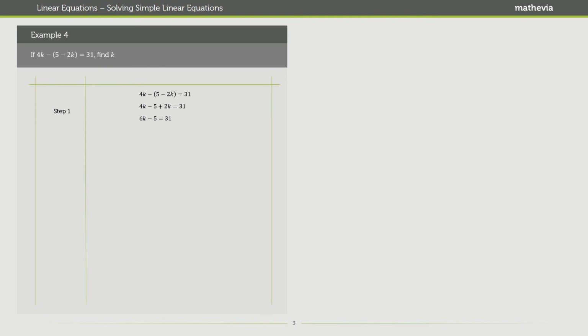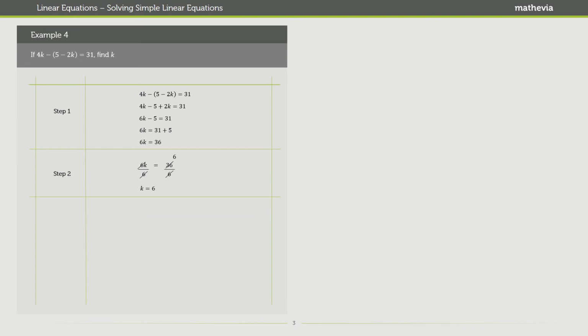What we have is 4k plus 2k. When you bring the like terms together, you have 6k minus 5 equals 31. I'm going to move minus 5 over to the right. I have 6k equals 31 plus 5, so 6k equals 36. What we need to do now is divide both sides by the coefficient of k, 6, and we have k equals 6.